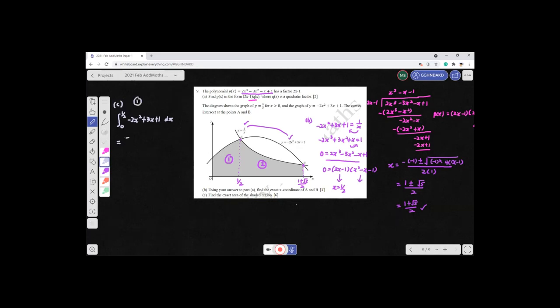So the first one, I integrate, I will get negative 2x cubed over 3 plus 3x squared over 2 plus x, from 0 to 1 over 2. Substitute 1 over 2 inside. So I will get negative 2 over 3 times 1 over 2 cubed plus 3 over 2 times 1 over 2 squared plus 1 over 2 minus 0, because you put the 0 in later. Then use your calculator, get the answer. So I get 19 over 24.